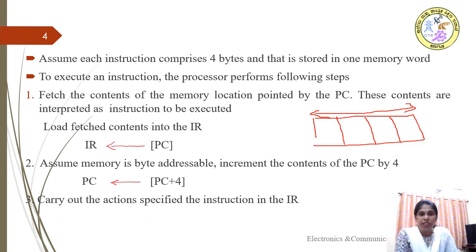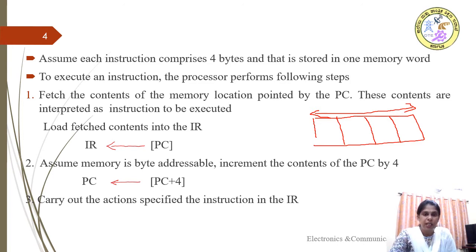To execute any instruction, we consider the following steps. The first step is to fetch the content of the memory location pointed to by the PC. As I already said, the PC holds the address of the instruction which has to be fetched from memory, so based on the PC content, we fetch the content of the memory location. These contents are interpreted as the instruction to be executed, so we load that instruction into the instruction register. The first step is to load the fetched content into the IR.